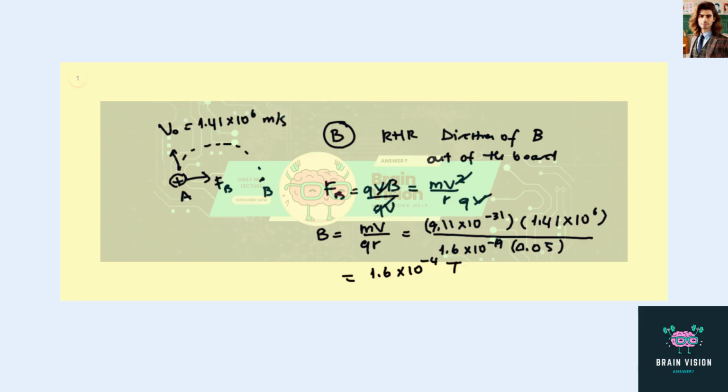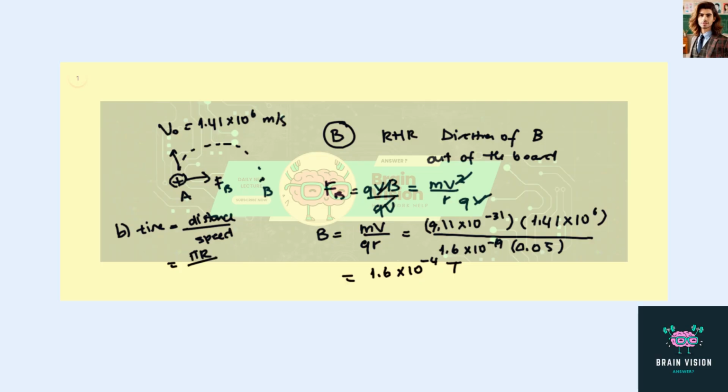Now, we are asked in part B, let's put it here. In part B, we're asked to calculate the time that it takes for this proton to go from point A to B. As you know, time equals distance divided by the speed. Our distance is the semicircle, so it's half of 2 pi r, which means it's pi r, over the speed.